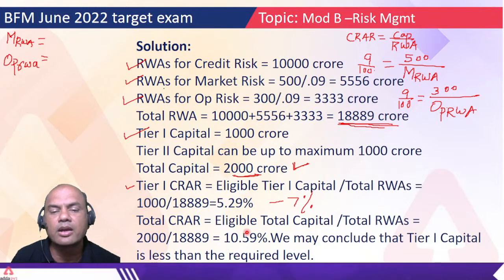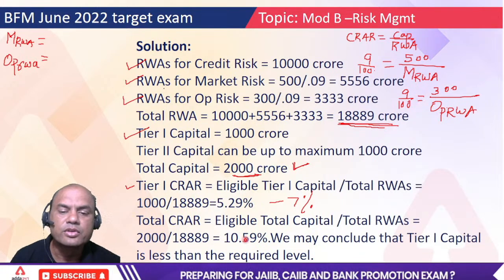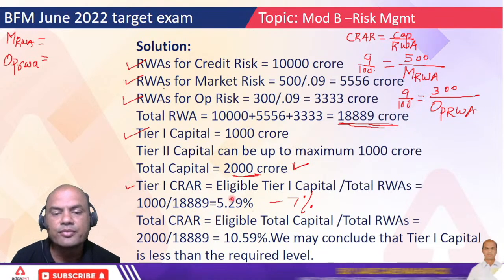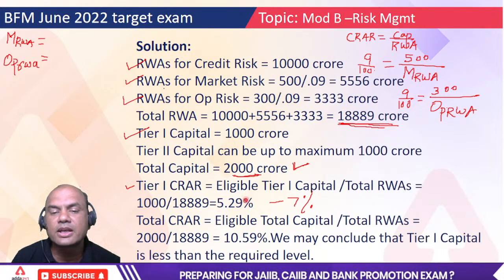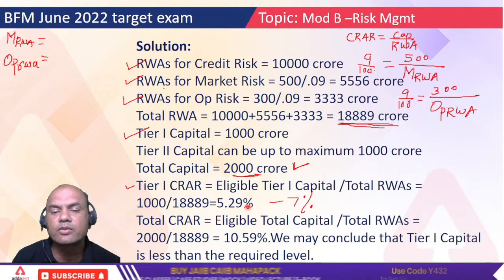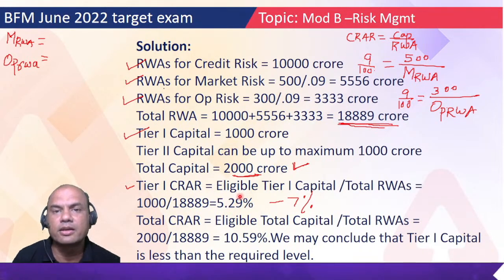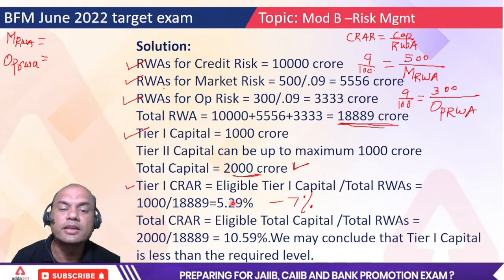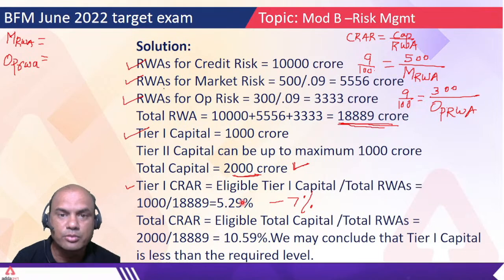So is it good or bad? What does RBI prescribe? 9%. This is greater than that. So total CRAR is good, but tier 1 CRAR is bad, right? So what should that bank do? Raise more equity capital, because it has more chance for raising tier 1 equity capital. In fact, it's a good sign for that bank, because it has more scope of raising up to 7 minus 5.29, that is 1.71. That much it can raise more.